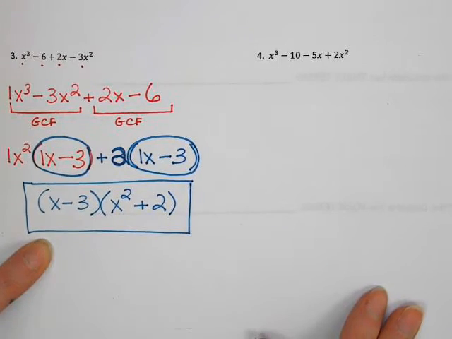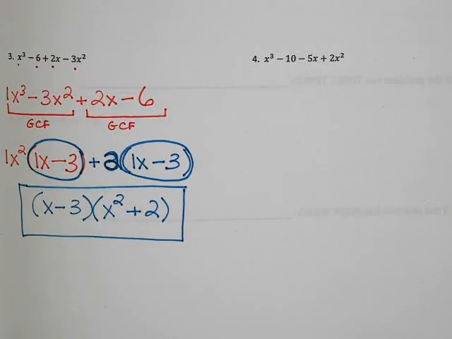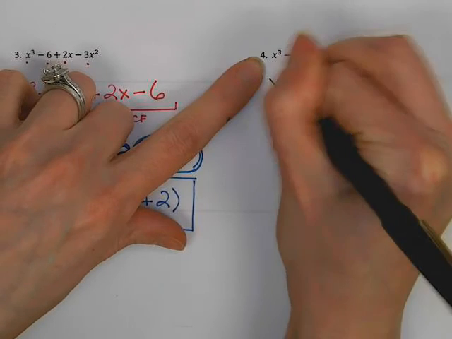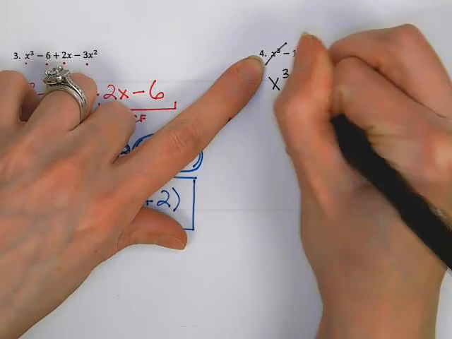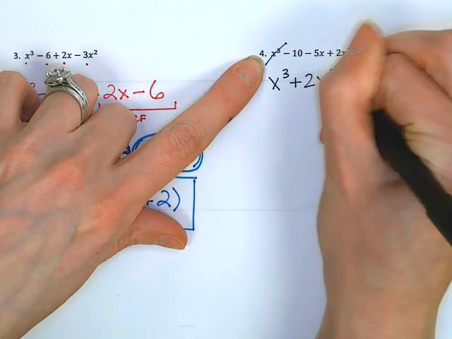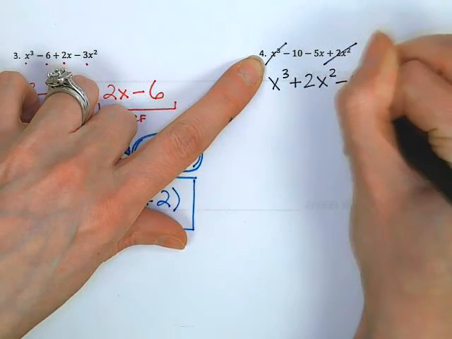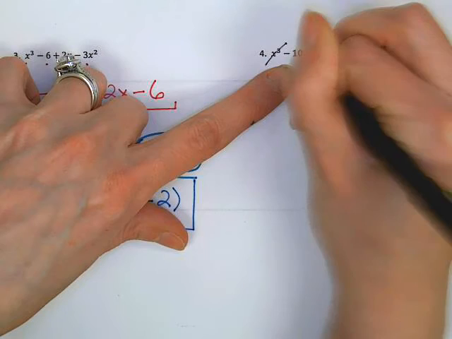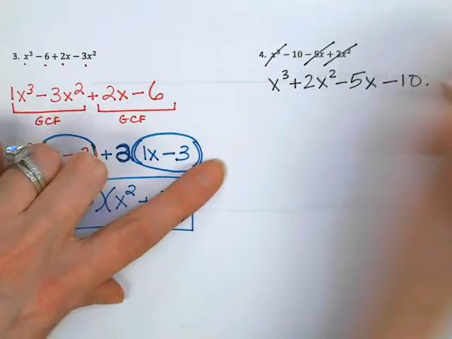Let's try one more. Number 4. First step, rewrite it so it is in descending order. The highest power comes first, the second highest power comes second, the x term comes next, and the constant comes last.